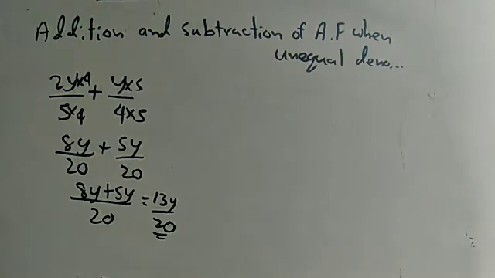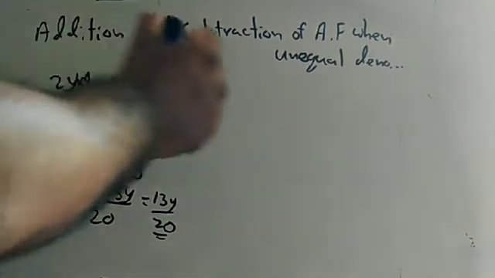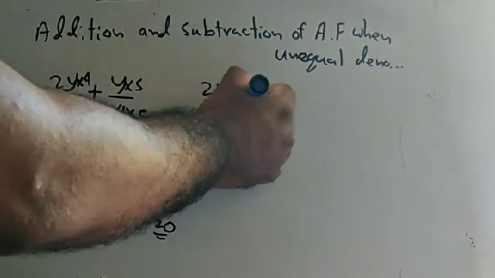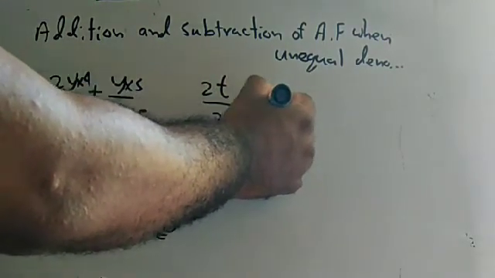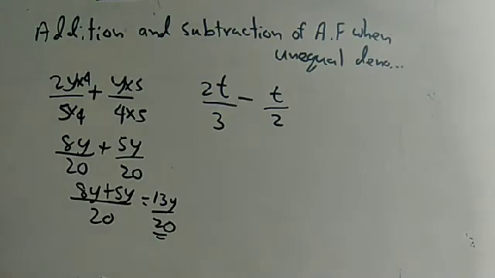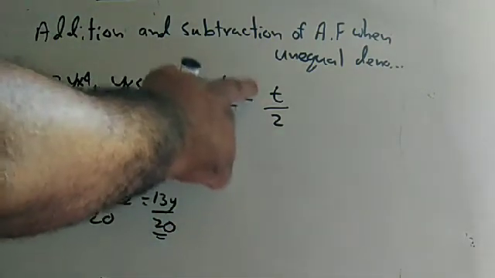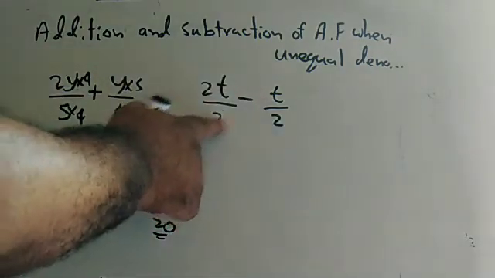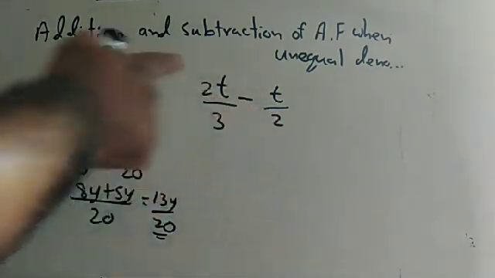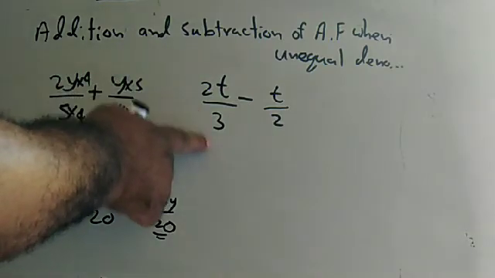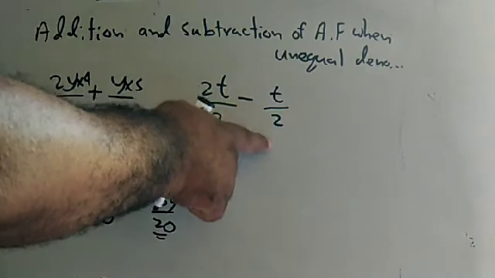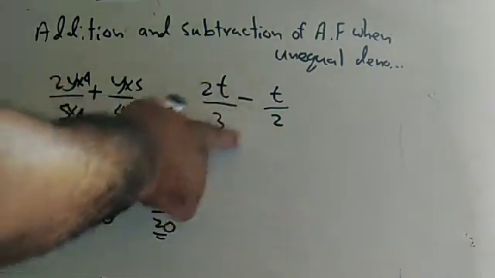Understand? Right, another example: 2t upon 3 minus t upon 2. When we simplify this, two algebraic fractions. Here you can see unequal denominators. Then what is the common denominator? The multiples of 3: 3, 6, 9. The multiples of 2: 2, 4, 6, 8. Now 6 is common, no?